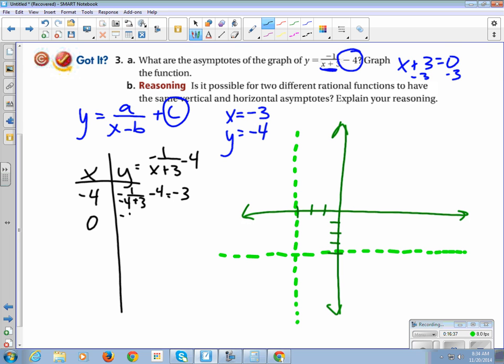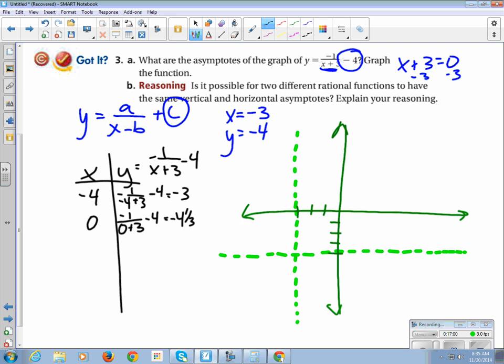I'm going to do the same thing, but I'm going to plug in 0. -1 over 0 plus 3 is 3. -1 over 3 is -1/3. Minus 4 is -4 and 1/3.